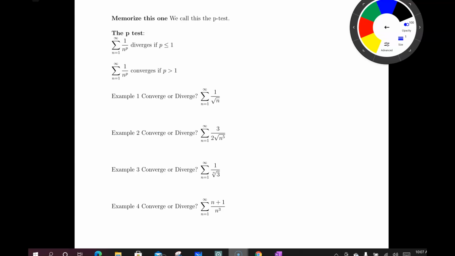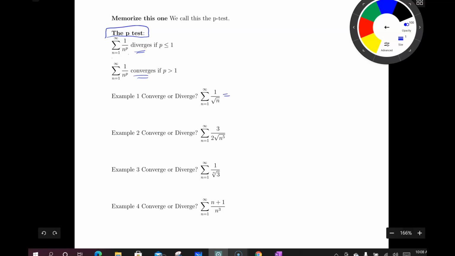All right, this is the p-test. I will give you a proof for this in a couple of sections when we learn something new, but I think it's such an important test and you're going to be using it so often, I want us to start practicing with it. So if I have 1 over n to the p, if that p is smaller than or equal to 1, then the sum diverges. If I have 1 over n to the p and p is greater than 1, then the sum converges. So I don't know what it adds up to, but I can say it converges.